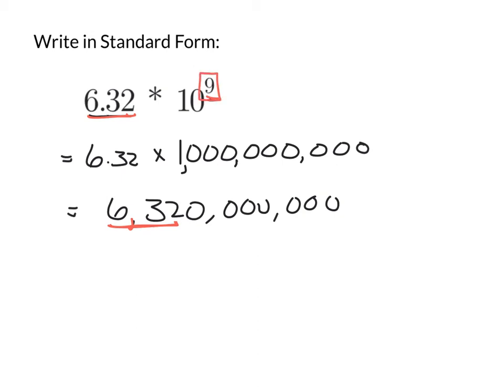The decimal point started right after the 6. So in our final answer, if we take a look, our decimal point started right here. And we needed to move it 9 places. 1, 2, 3, 4, 5, 6, 7, 8, 9. Down to the end here. And everything between that 632 and where we put that decimal point ended up being all zeros.